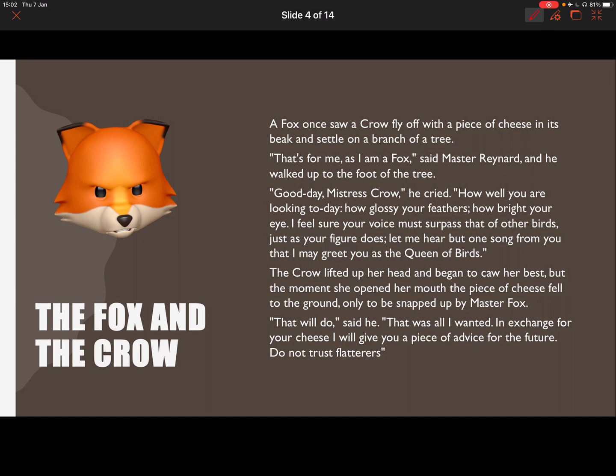The crow lifted up her head and began to caw her best, but the moment she opened her mouth the piece of cheese fell to the ground, only to be snapped up by Master Fox. "That will do," he said. "That was all I wanted. In exchange for cheese I will give you a piece of advice for the future. Do not trust flatterers."